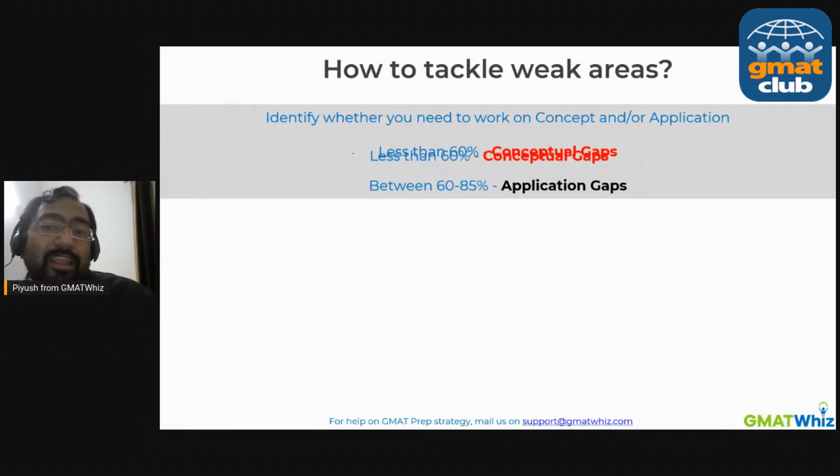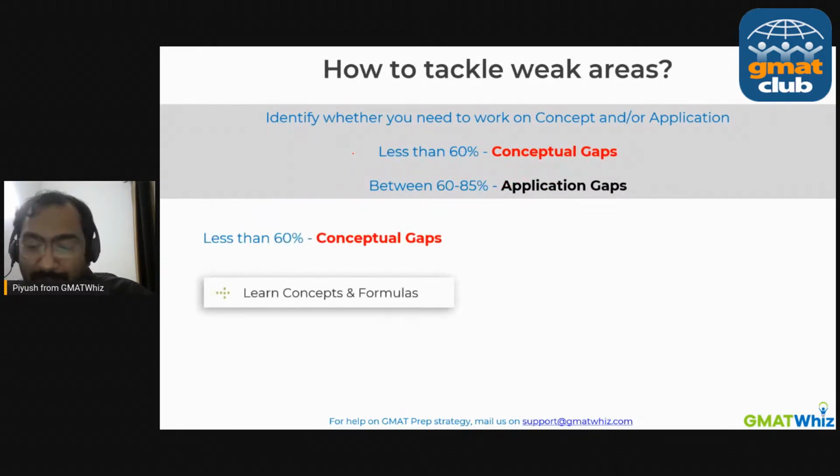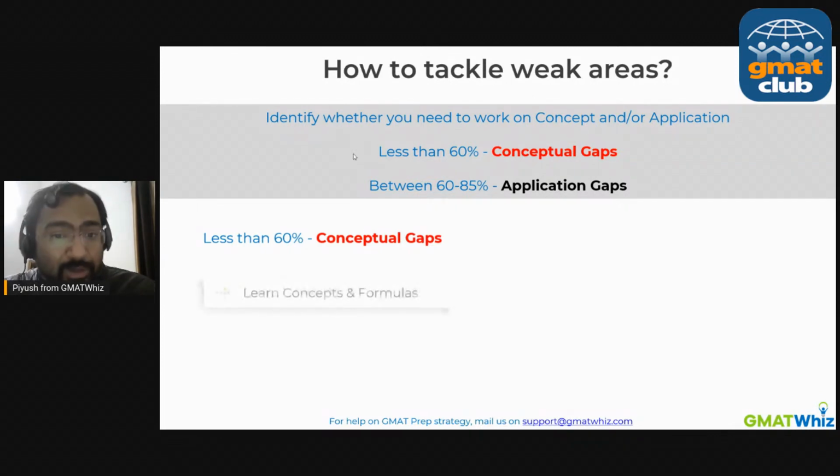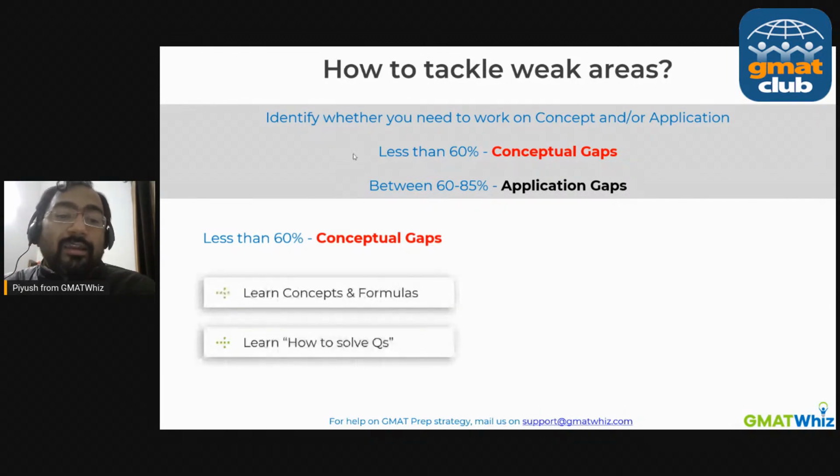Now, how do you do this? First, identify in which areas you have concept or application gaps. If you're not a GMATWhiz student, you can do this manually. You have to select the right set of questions also to do this. But in general, the rule of thumb says if your score accuracy is less than 60%, you have conceptual gaps in that. So you have to first learn the concepts and formulas again.